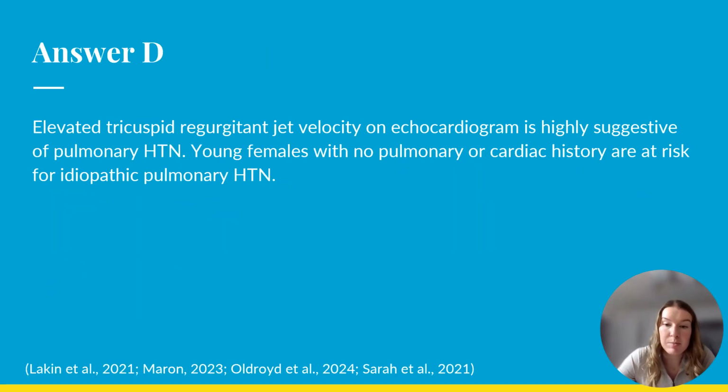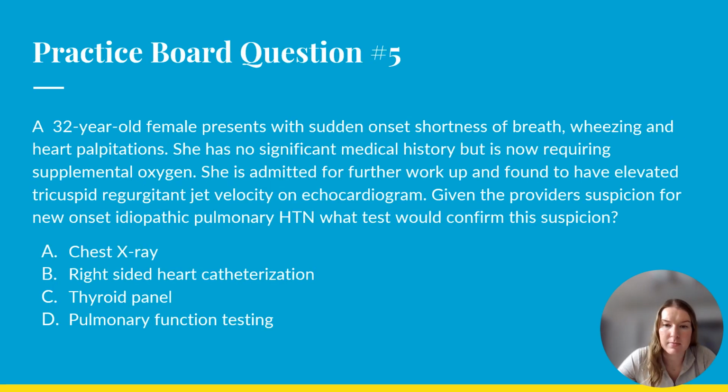The answer is D, pulmonary hypertension. Elevated tricuspid regurgitant jet velocity on echocardiogram is highly suggestive of pulmonary hypertension. Young females with no pulmonary or cardiac history would be at risk for idiopathic pulmonary hypertension.